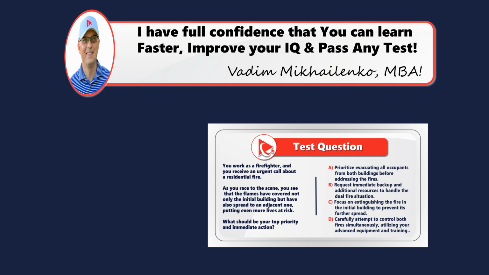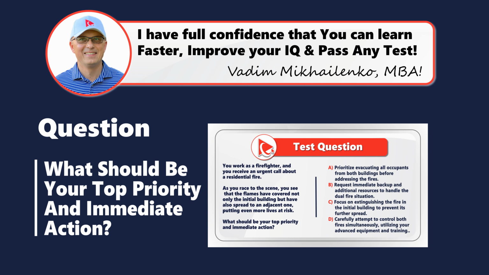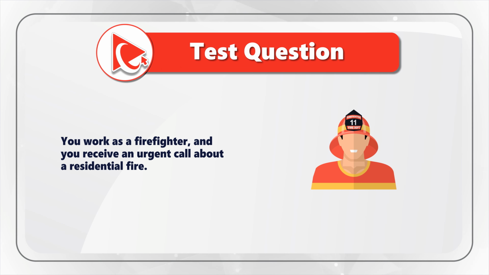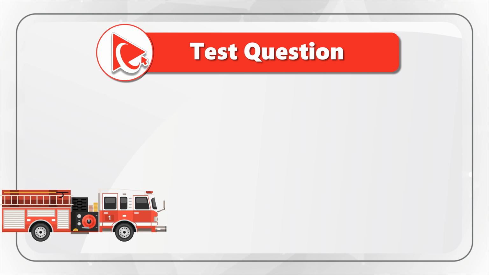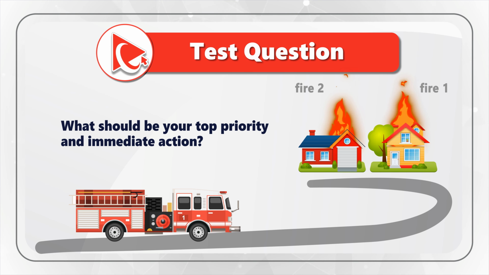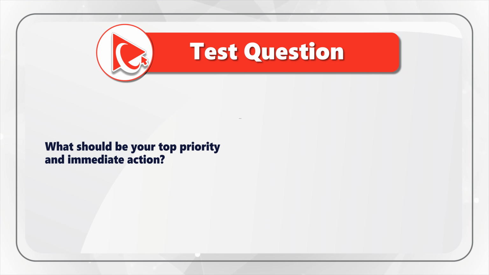Here's a question to determine how you would prioritize and make decisions in an emergency situation. You work as a firefighter and you receive an urgent call about a residential fire. As you race to the scene, you see that the flames have covered not just the initial building, but have also spread to an adjacent one, putting even more lives at risk. What should be your top priority and immediate action? And you're presented with 4 possible choices.